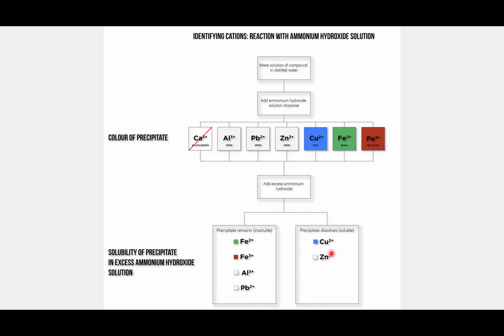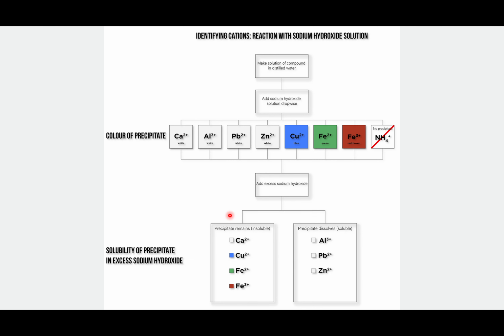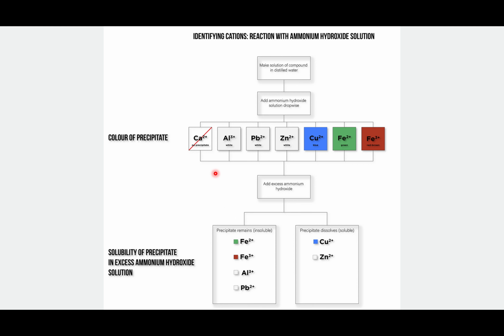So reacting them now with ammonium hydroxide, we're going to do the same thing: create a solution, dissolving our cations in solution. Then we add ammonium hydroxide in this case, dropwise. Calcium will not react. So if you add something to the calcium ions and it forms a precipitate, that means you added sodium hydroxide, not ammonium hydroxide, because calcium forms no precipitate with ammonium hydroxide.